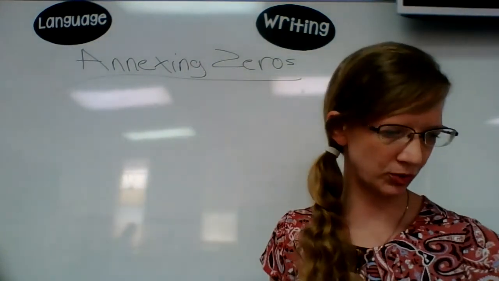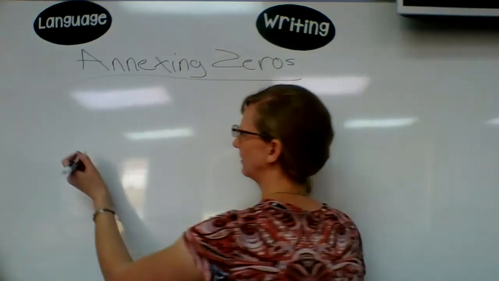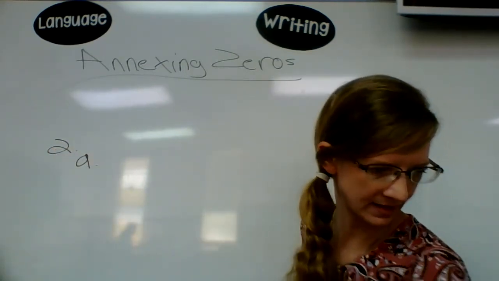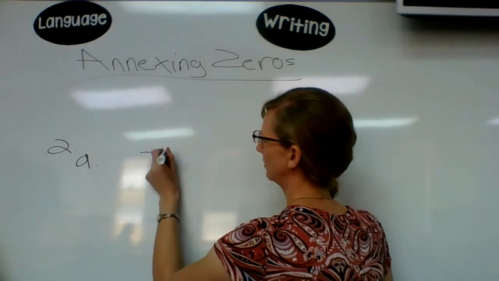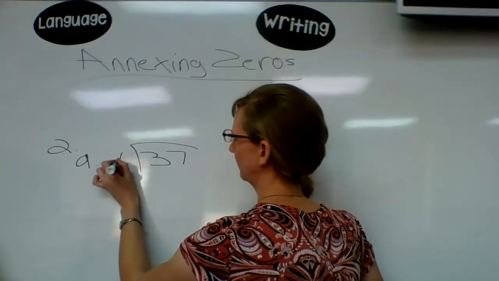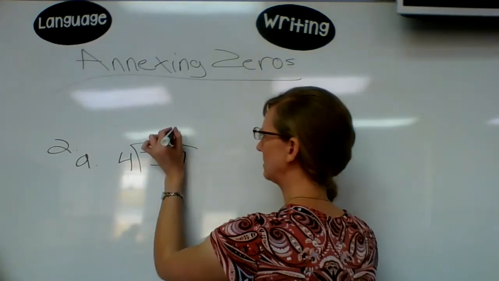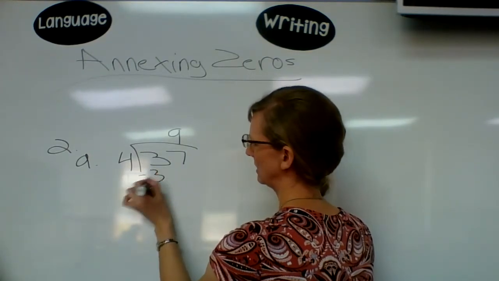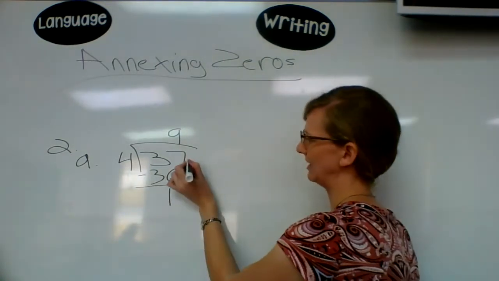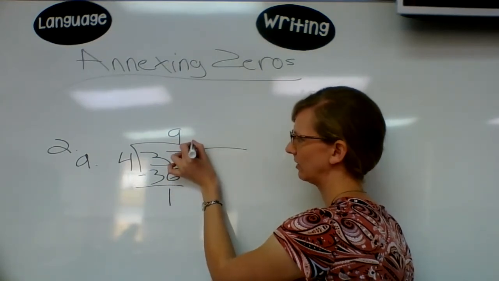All right, let's go down to number 2, and let's do 2a. Okay, so 2a, that is 37 divided by 4. Okay, so let's do that problem. 4 goes into 36 9 times. So 36 out of 37, you have 1 left over. Instead of doing a remainder, I'm going to add a decimal point here. If I add a decimal point here, I have to add it up here, right above it.